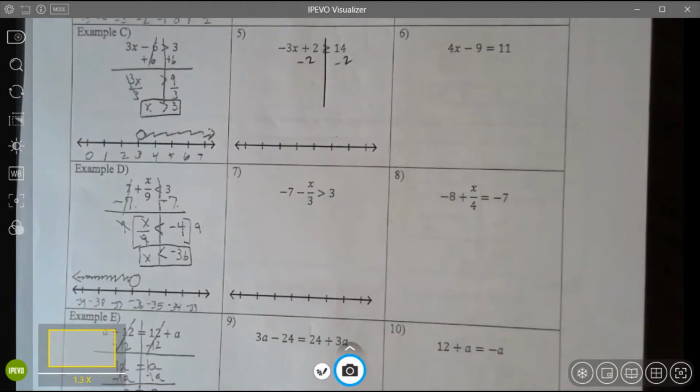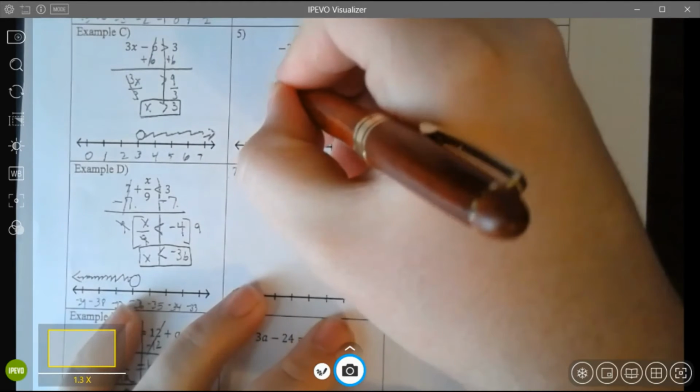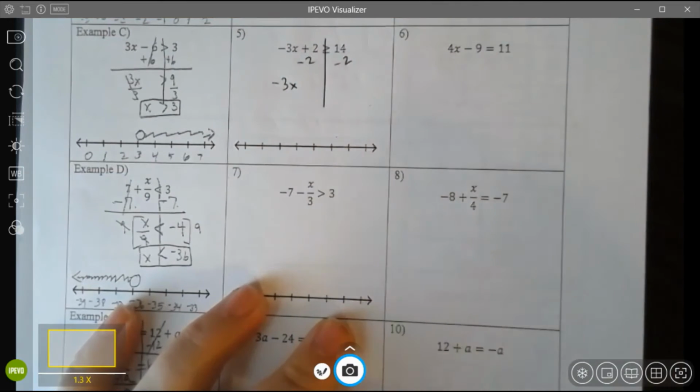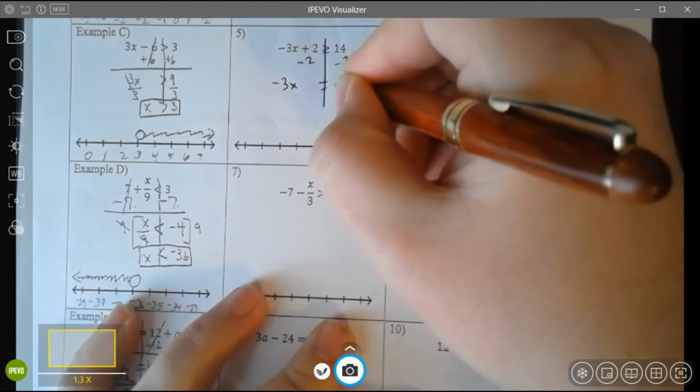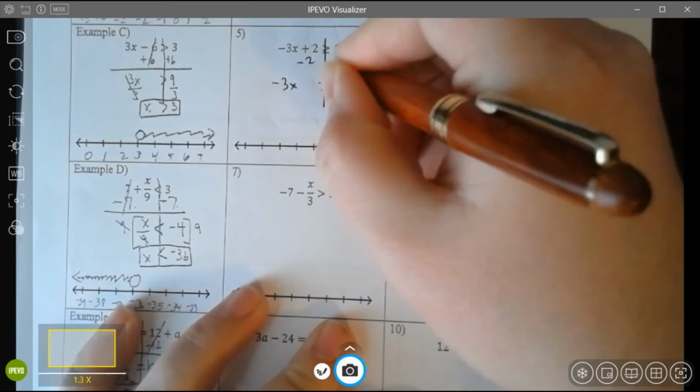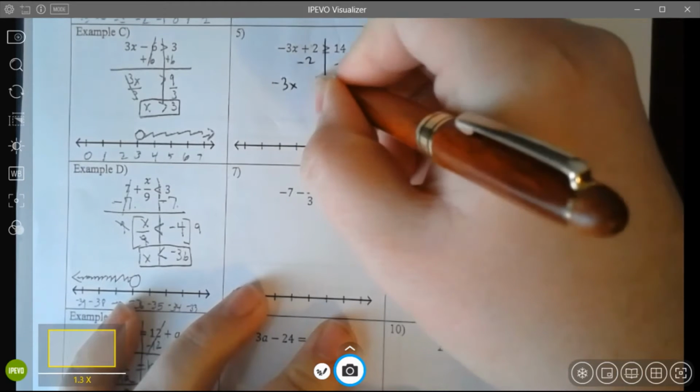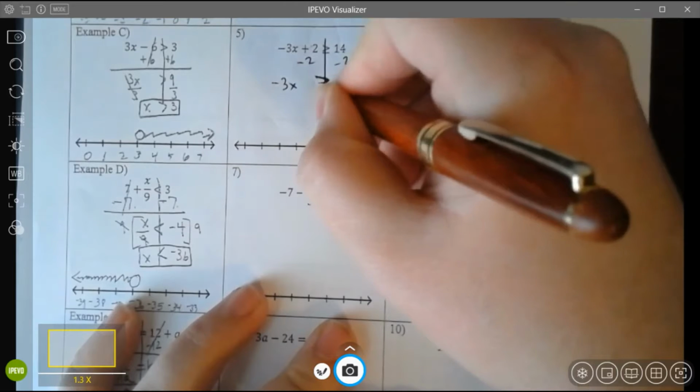So if you subtract 2, this gets you -3x. +2 and -2 cancel out. And 14 minus 2 is 12. And this should be bigger than or equal to. So this time we've got the equal to sign underneath.